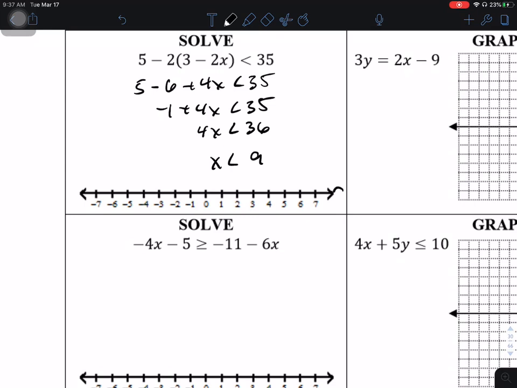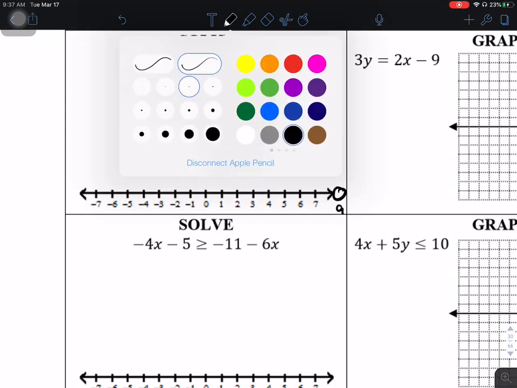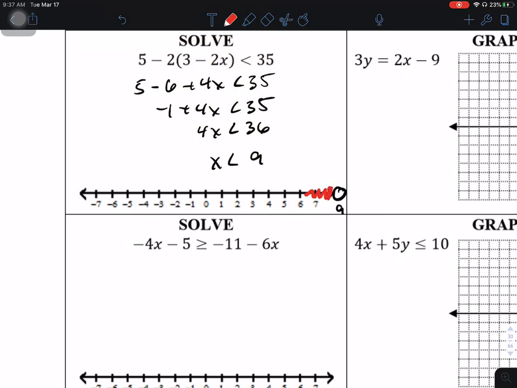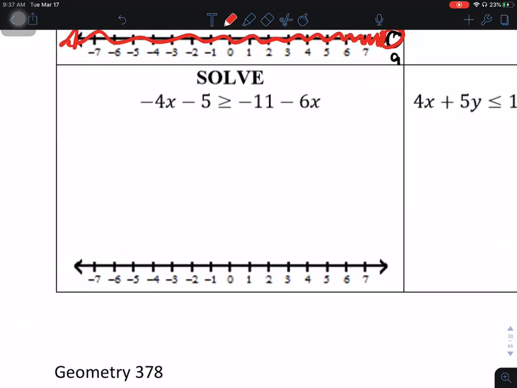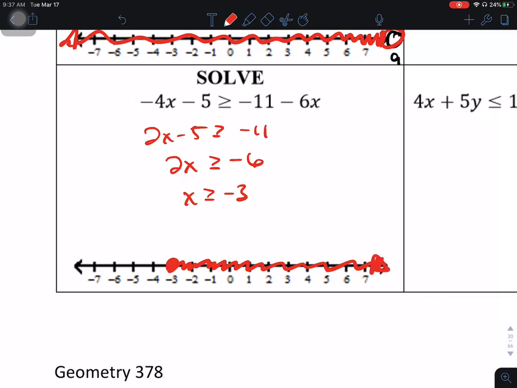So I open circle at 9, which is over here someplace. And less than, we shade to the left. One below this, if we get all the x's together, if I add 6x to both sides, if I add 5 to both sides, and if I divide both sides by negative 2, no point that I multiply or divide by a negative number. X is greater than or equal to negative 3, so that's a closed circle. Greater than goes to the right. Throw your arrow on there.